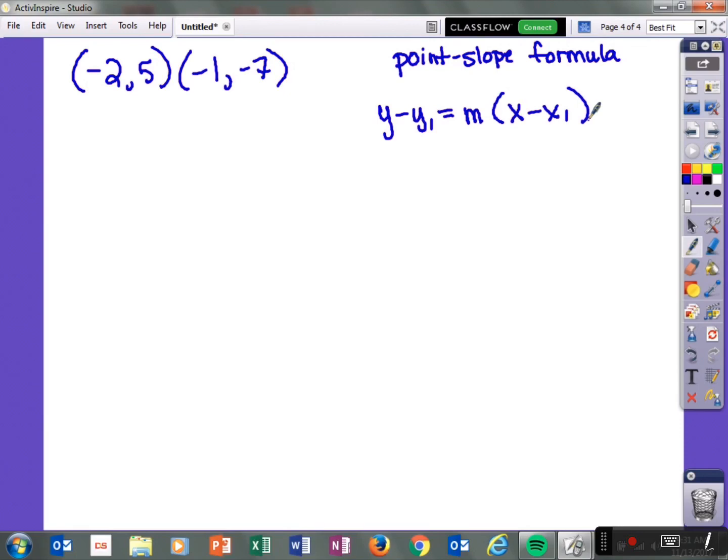What are we going to find first? Our m, our slope. What is the formula for slope? y2 minus y1 over x2 minus x1. So remember, label your points. You should be able to do that part by yourself. Negative 12 over 20.